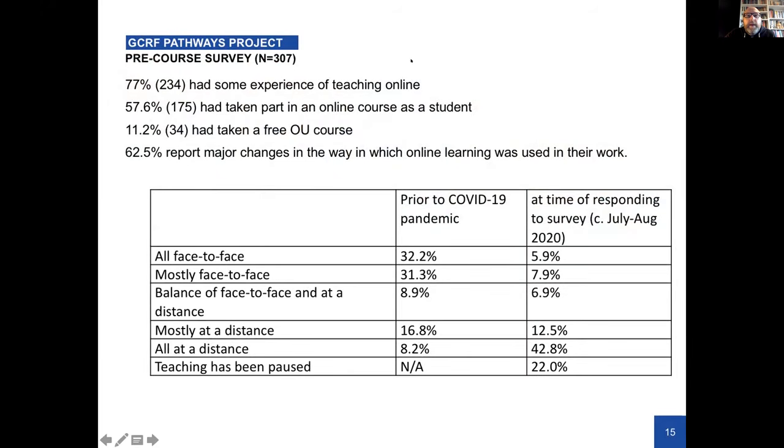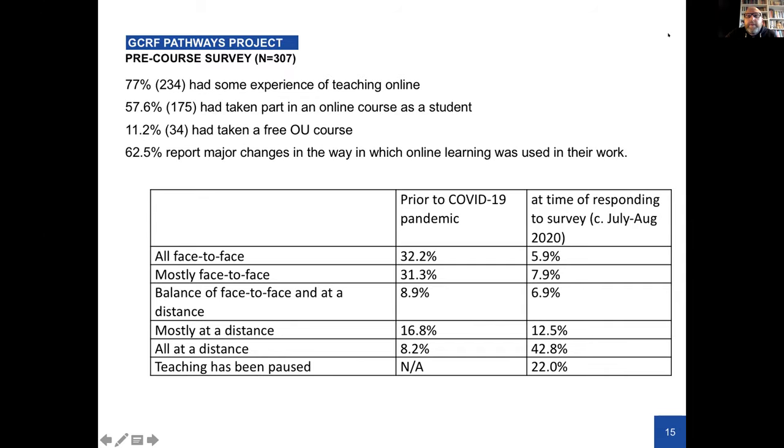So, who was taking the course? What was their starting point? Just over three quarters already had some experience of teaching online, but not necessarily as a teacher. Most of them were coming from the point of view of having done some online learning. Just over 10% had already taken another free OU course.